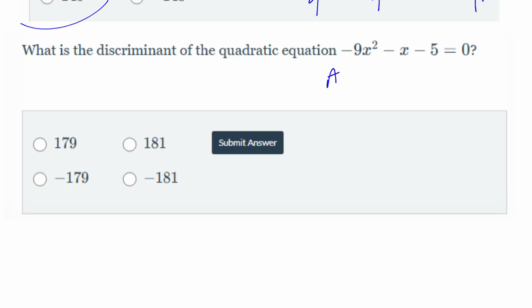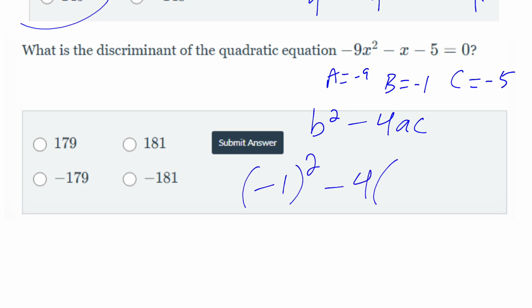Here's another one. A is negative 9, B is negative 1, and C is negative 5. So I'm plugging them into b squared minus 4ac. That's negative 1 squared minus 4 times negative 9 times negative 5. This gives me negative 179.